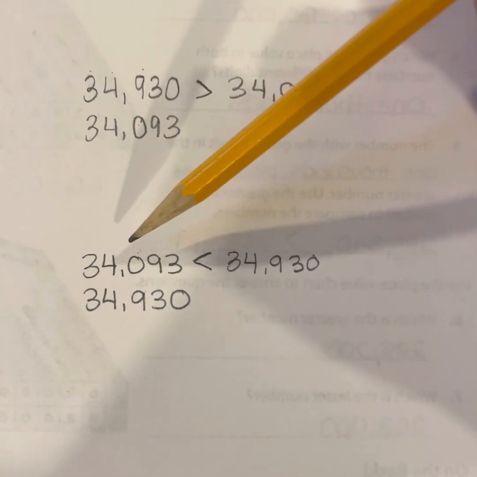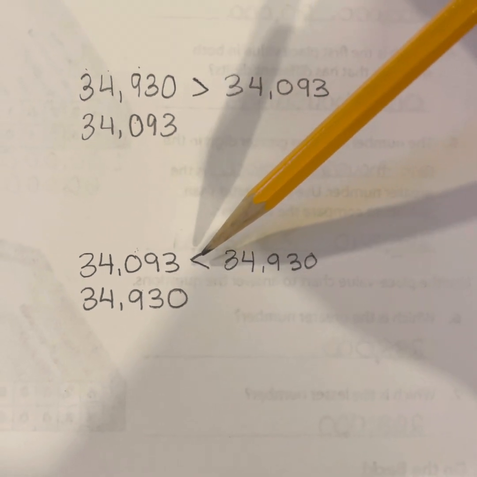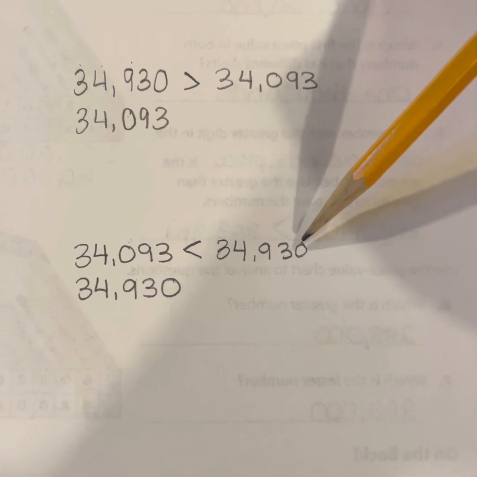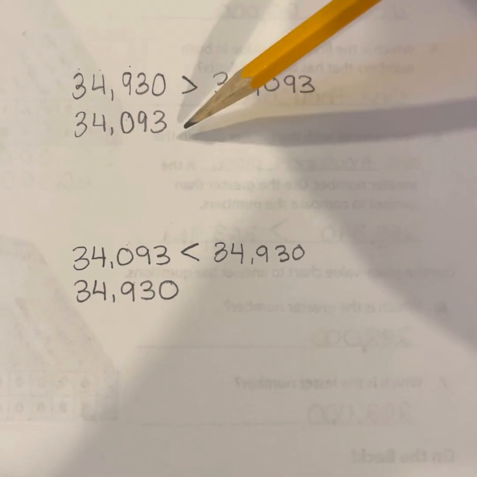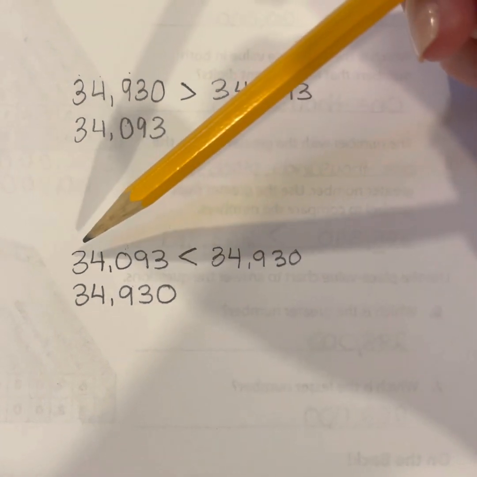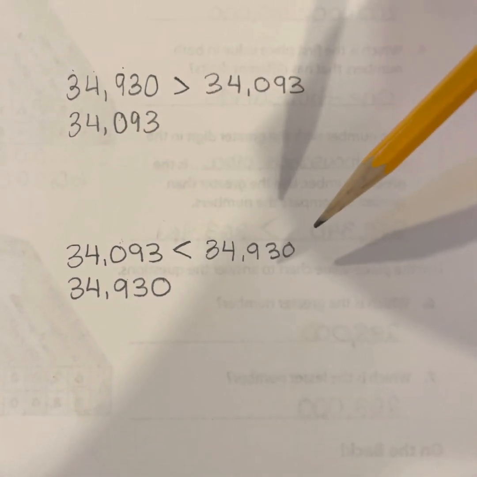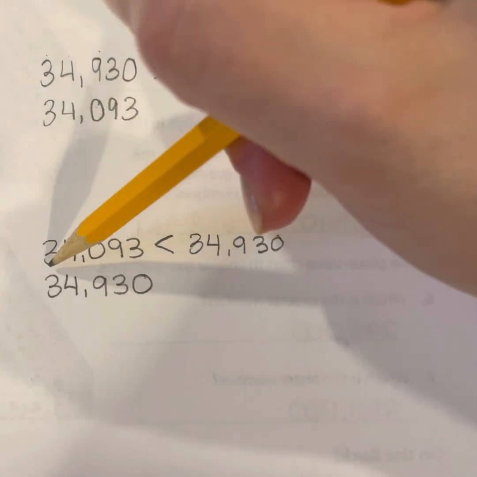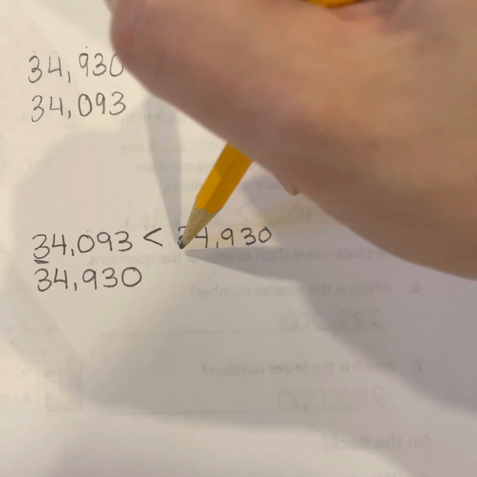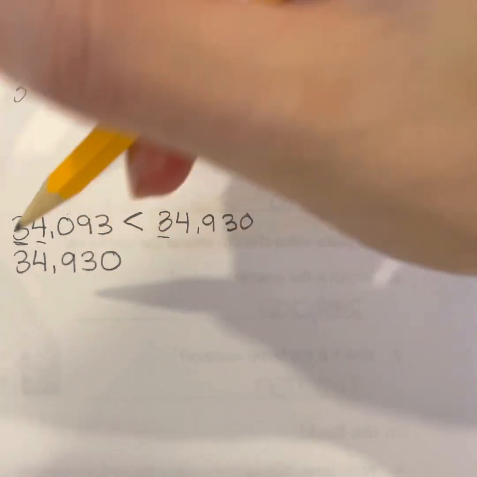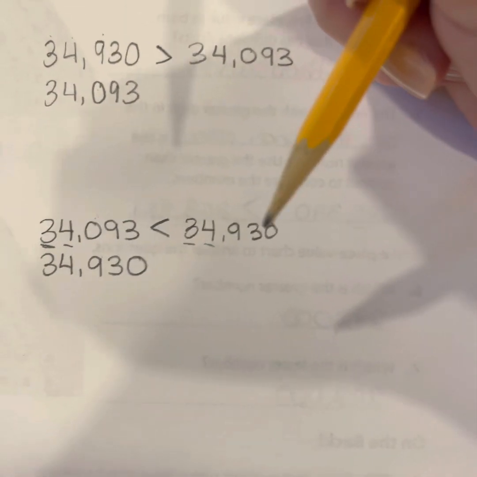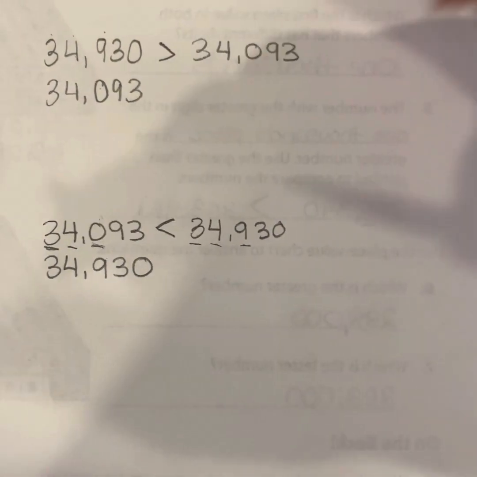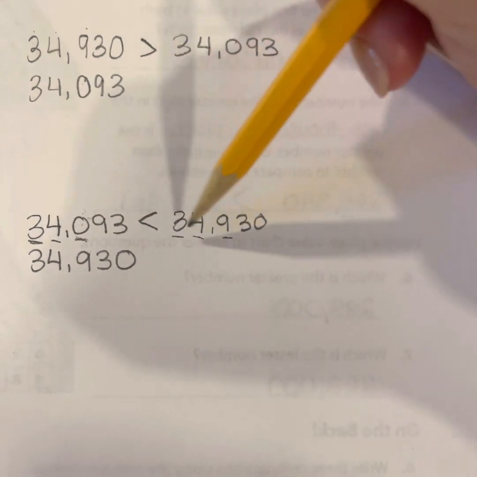even though we had to flip-flop the greater than and less than symbol. So we have 34,093 is less than 34,930, right? So be careful the order that you put your numbers in. Make sure that when you read the comparison from left to right, it still makes sense. And if you really wanted to go above and beyond, you could check your answers by matching up the place values. The 3 and the 3, they're equal. The 4s in the thousands place are equal. The 0 and the 9 in the hundreds place is where we can compare. 0 is less than 9.